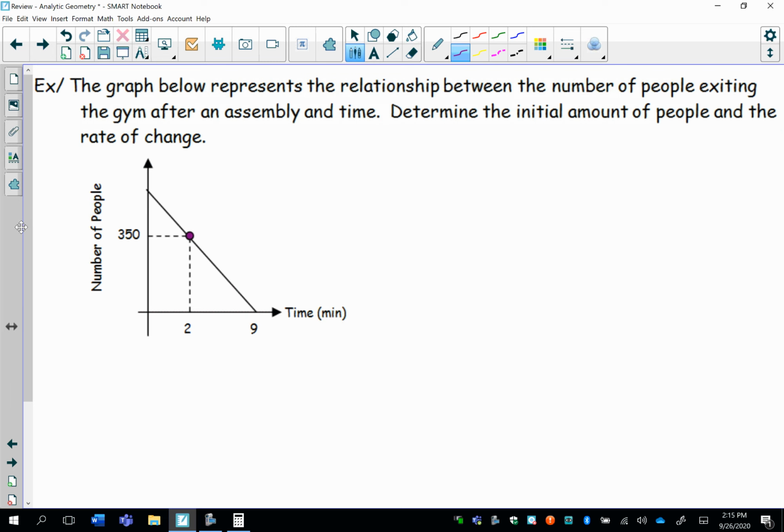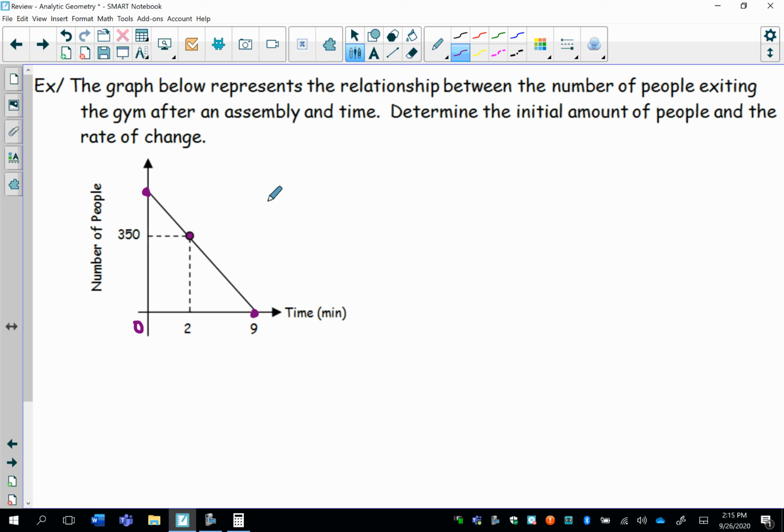Okay, the graph below represents a relationship between the number of people exiting the gym after an assembly and time. We don't have those this year. Okay, so take a look at this graph here to start. At the beginning, at time 0, there was a whole bunch of people in the gym, that many. Don't know how many. There was a bunch. Over time, they started going down. After 2 minutes, it looks like there was 350. After 9 minutes, it kind of looks like there's nobody left. Determine the initial amount of people and the rate of change.